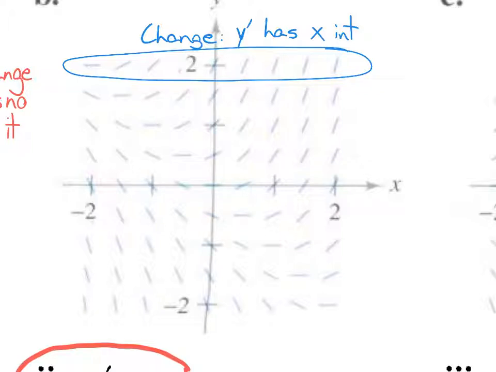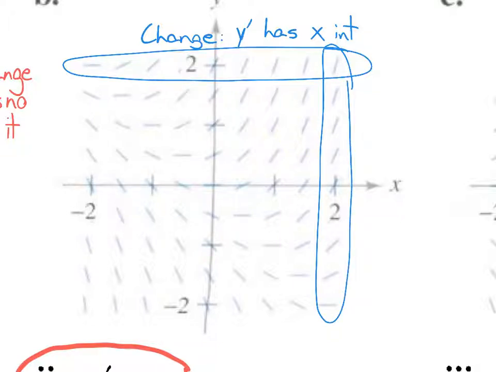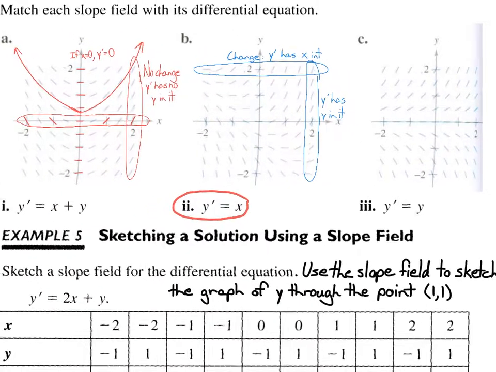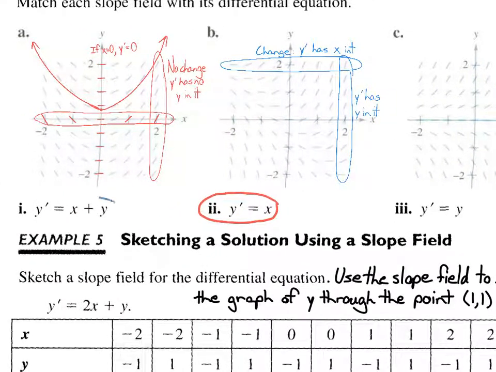As I look, it may be hard to tell in some of these, but as I look down a column, is it changing? Yes. So y prime has a y in it. Okay? Well, as I look at my two choices, there's only one that it could be then. It's this one. Okay? But there's one more thing we can actually look at, and this happens a lot.